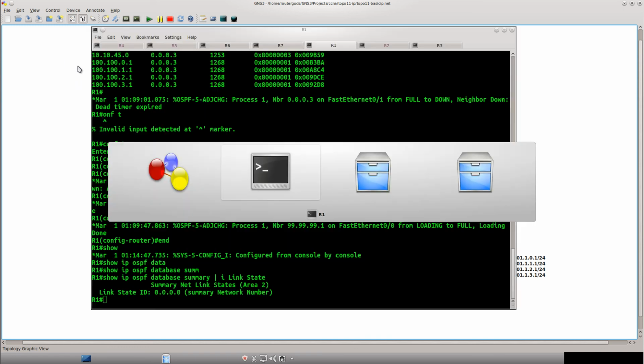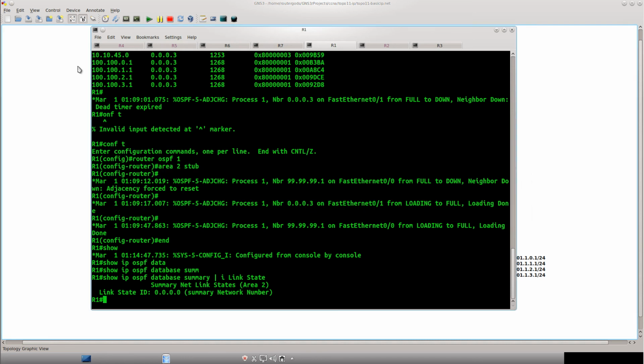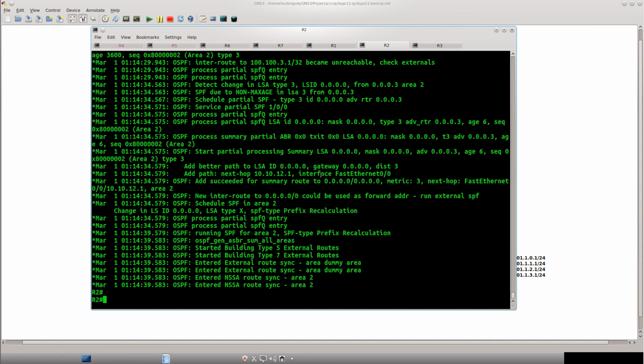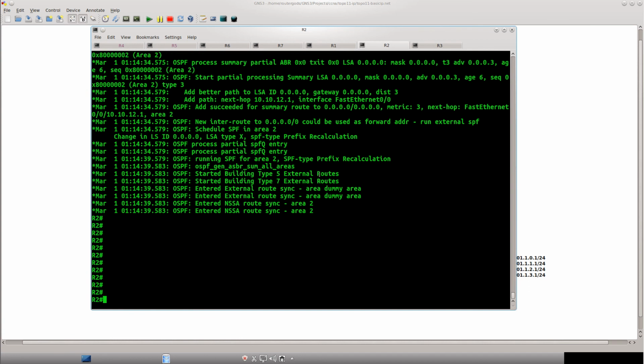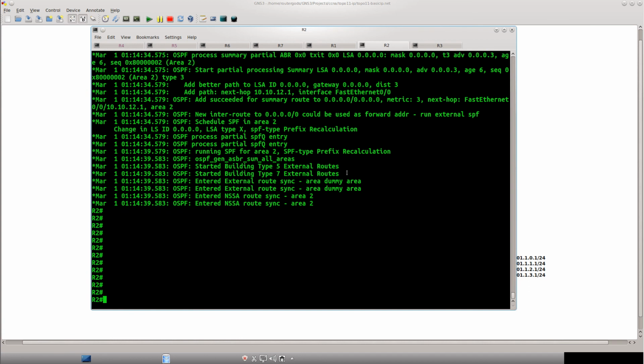And we're going to finish up with this. So we saw before when we killed a link, our spanning tree goes nuts. Now we're summarizing everything. We're basically cutting out a lot of the fat coming into area 2. Now I still have that debug running on router 2, so that's good. We're going to go back to R3. We're going to cut the link again and see what happens.